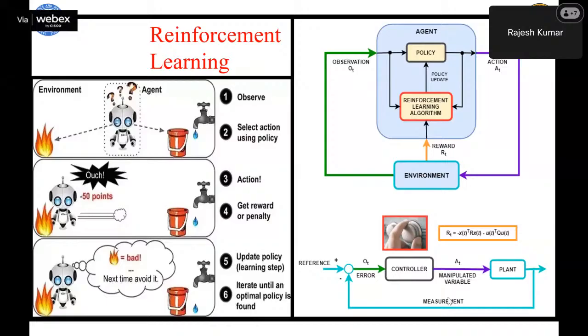And next time it will not go in that direction, it will change the direction. So you are making a machine intelligent. We call these agents. So you're making the agent intelligent, and the agent will become an agent by self-learning. So that is a part here.